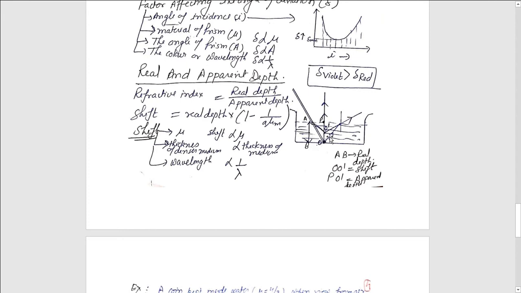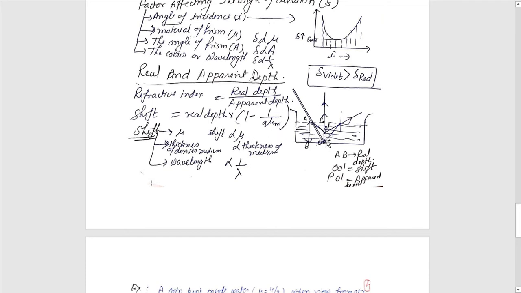OO dash is the shift, and this PO dash is the apparent depth. Followed? Either it is the bending of a stick, or here a coin is given. So this point is representing the coin and the diagram will remain the same, or any other thing: stake, pencil, anything. So this shift: the refractive index is equal to real depth upon apparent depth, and shift is equal to real depth into 1 minus 1 upon refractive index.